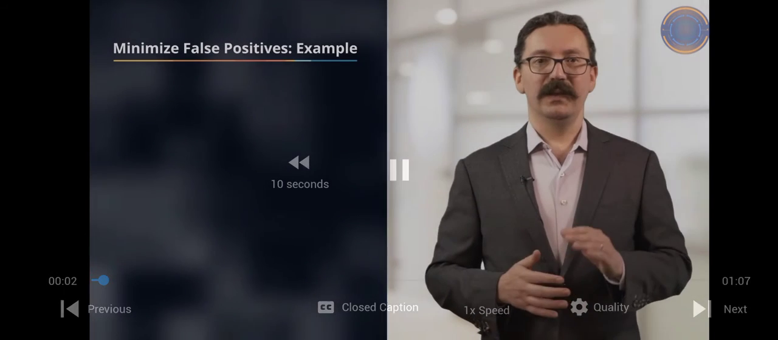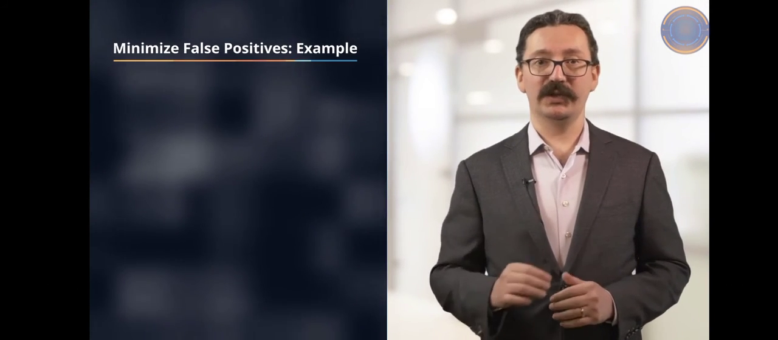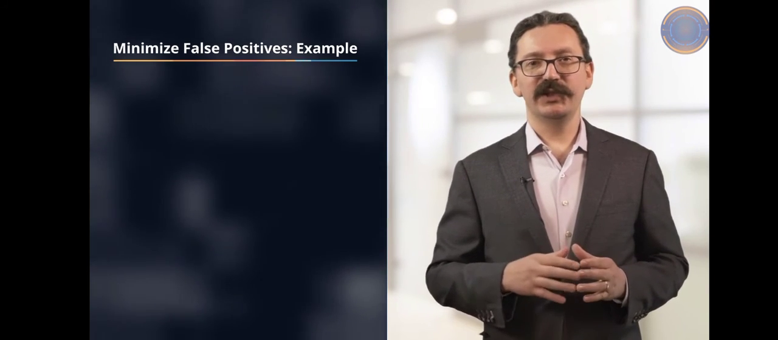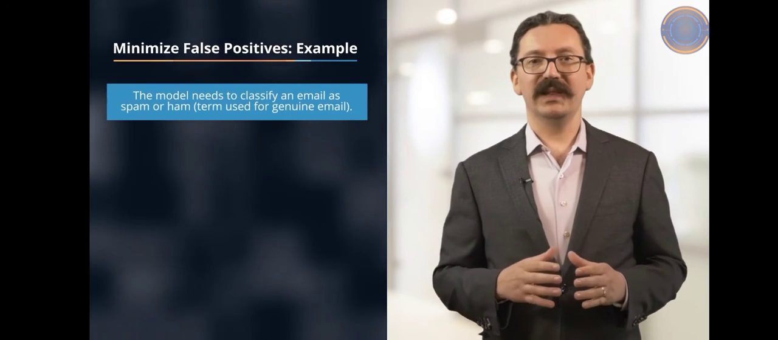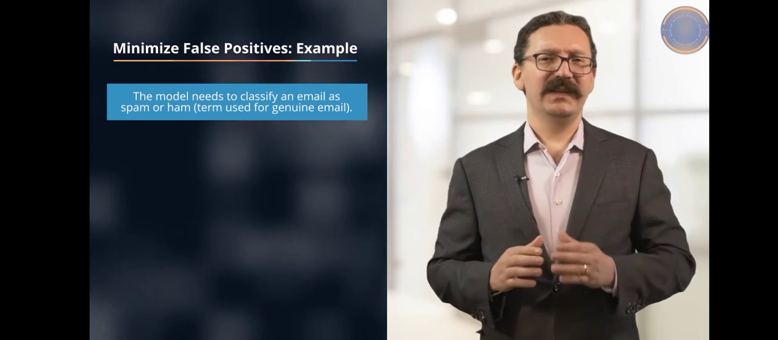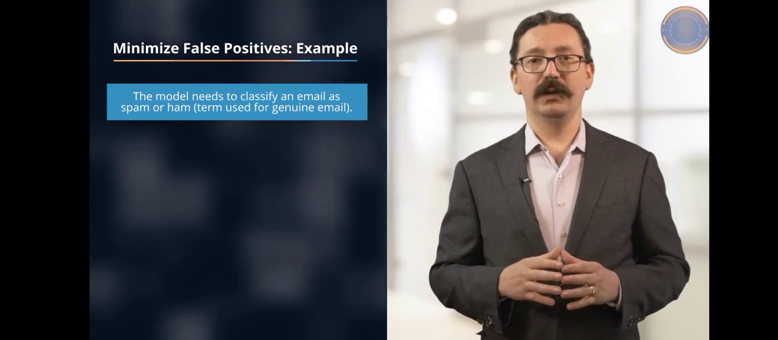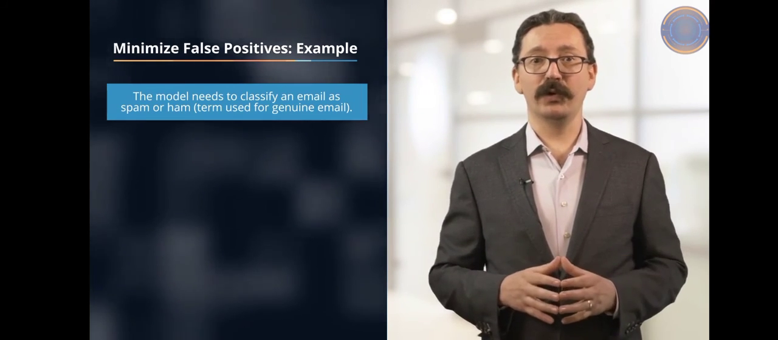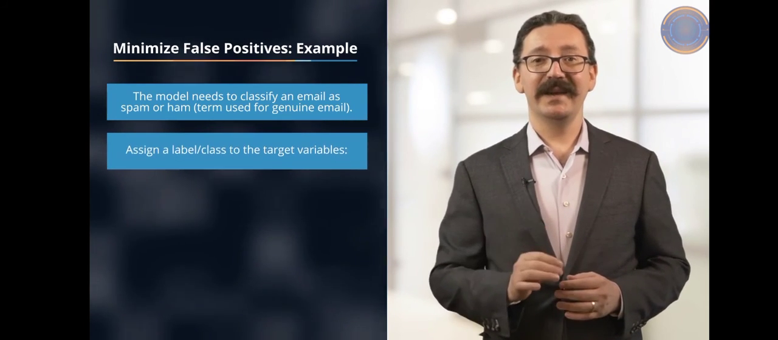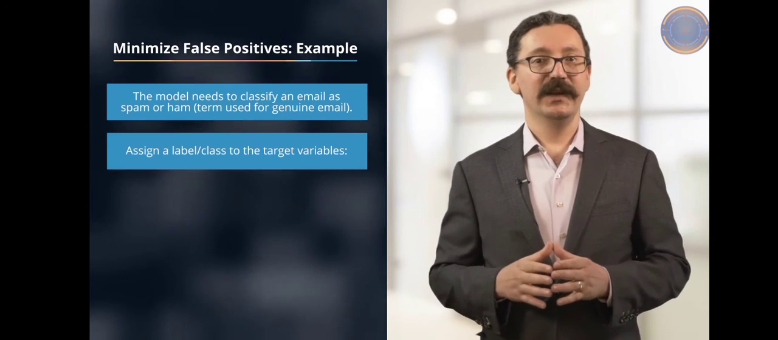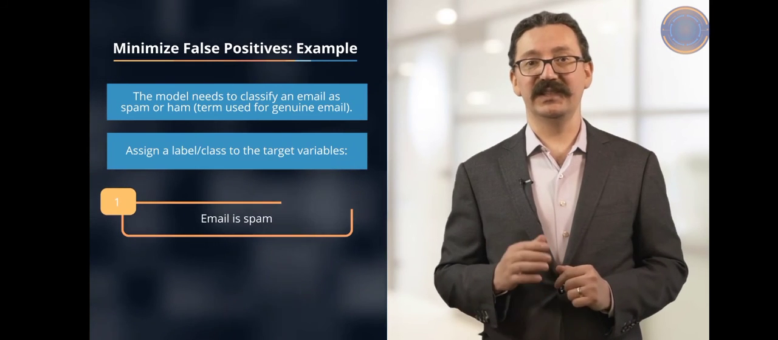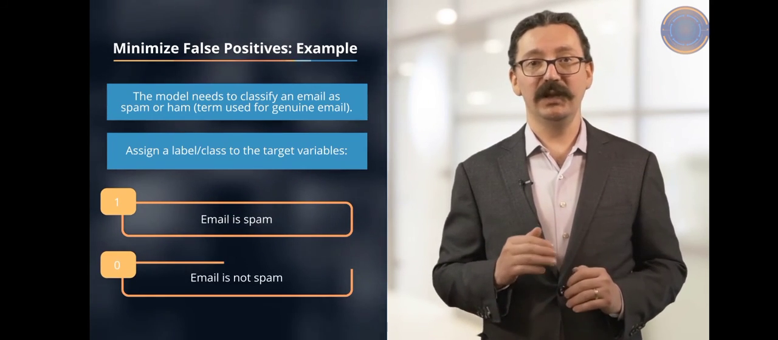Now, let's take an example of minimizing false positives. To better understand false positives, let's use a different example where the model classifies whether an email is spam. Let's say that you are expecting an important email, like hearing back from a recruiter or awaiting an admit letter from a university. Let's assign a label or class to the target variable and say 1, email is spam, and 0, email is not spam.